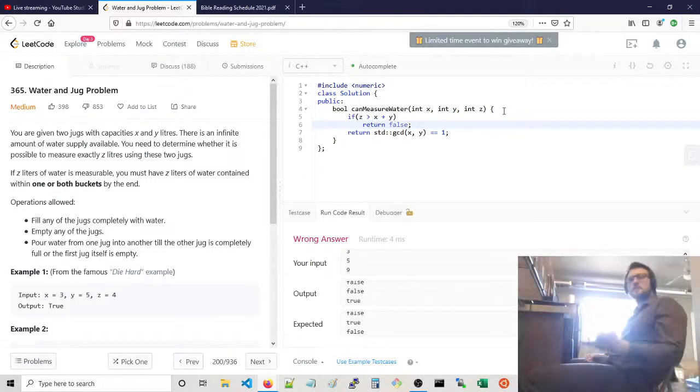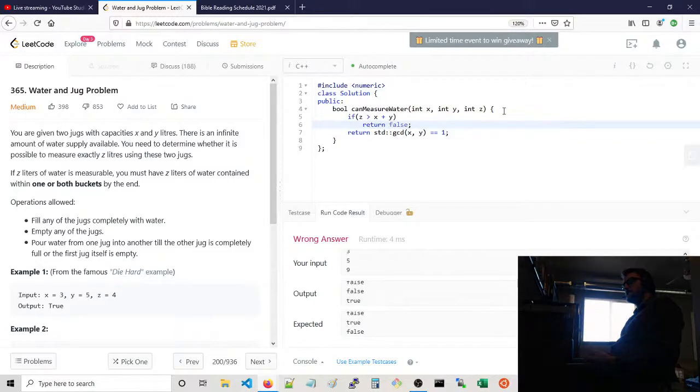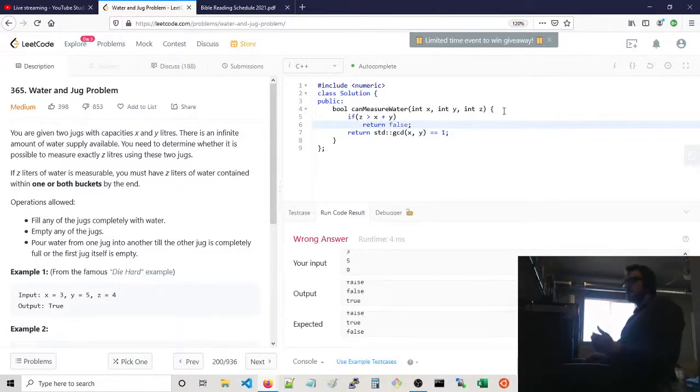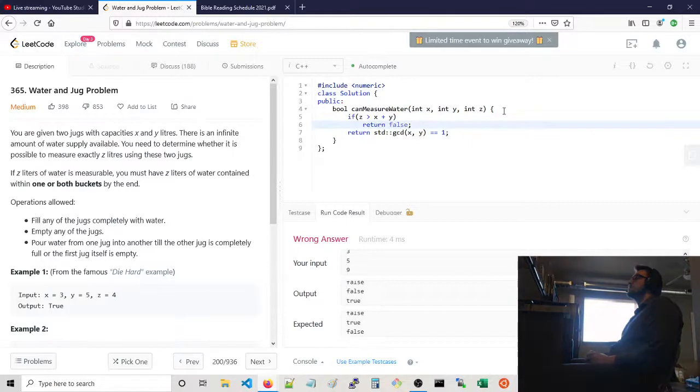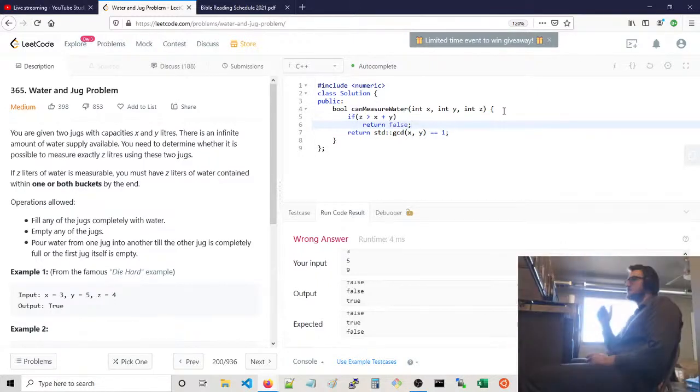Can you get 4? You were able to get 4. When you had 3, you had 3. When you had 2, you had 2. When you had 1, you had 1. When you had 0, you had 0. You were able to get the full range from 0 to x plus y.